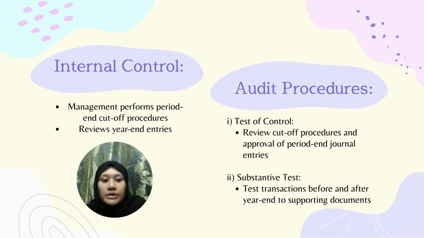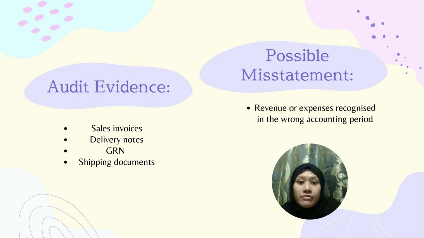Substantively, we perform cut-off testing by selecting transactions recorded immediately before and after year-end and tracing them to supporting documents such as sales invoices, delivery notes, and goods received notes. The audit evidence obtained includes invoices, delivery notes, GRNs, and shipping documents. Last is possible misstatement for cut-off assertion, including revenue being recognized prematurely or expenses being deferred or recorded in the wrong period, which could result in a material misstatement of profit.